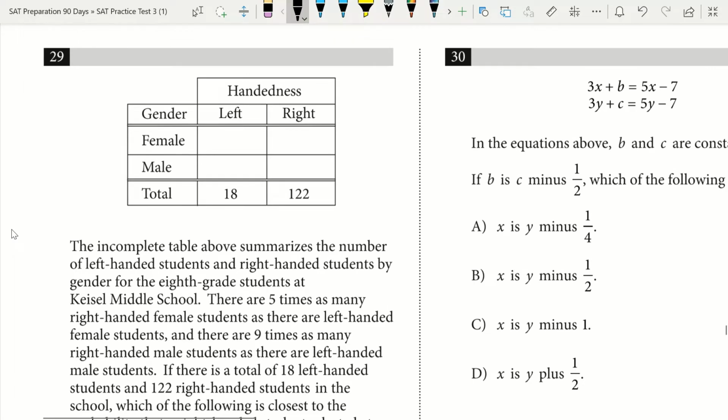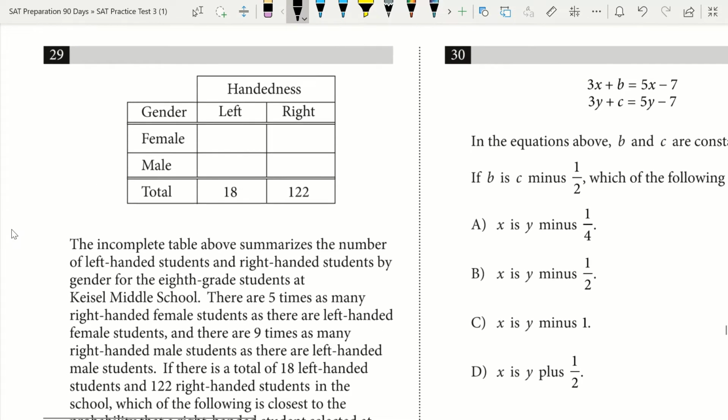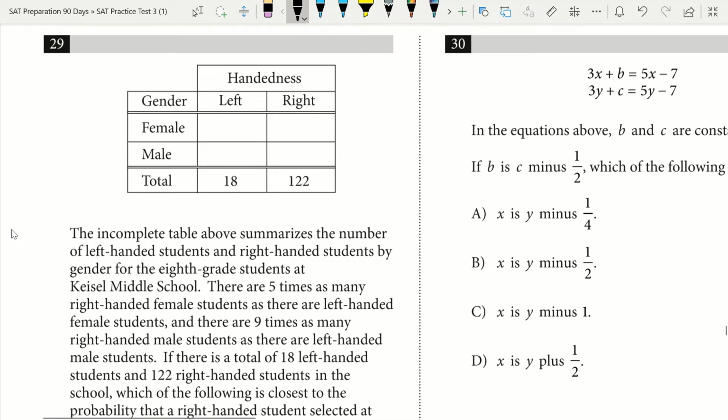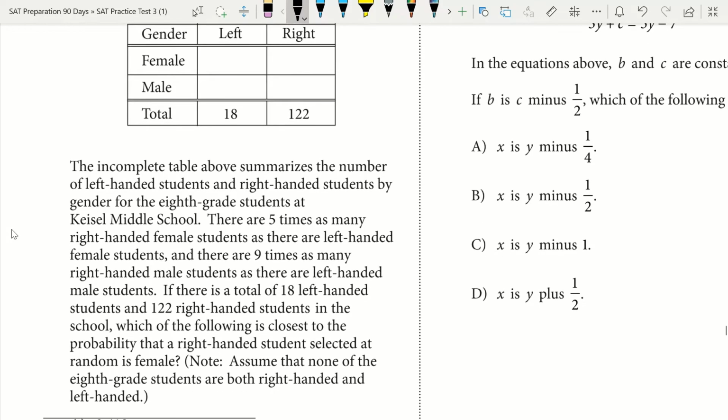All right, 29. We've got handedness, male, female, right, left, and then our totals. I've got a lot of text here, but since my table is not filled in, I'm going to have to read it. The incomplete table above summarizes the number of left-handed and right-handed students by gender for the 8th grade students at Keisel Middle School. There are 5 times as many right-handed females as there are left-handed females.